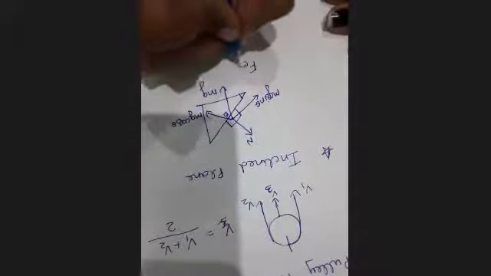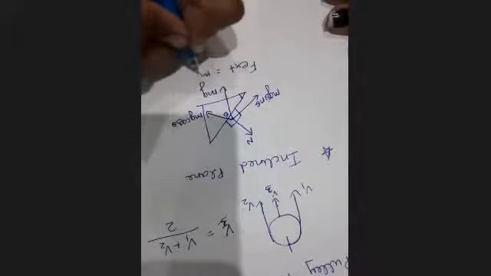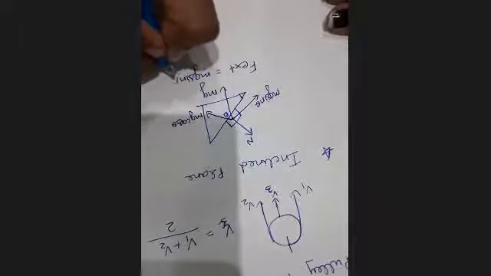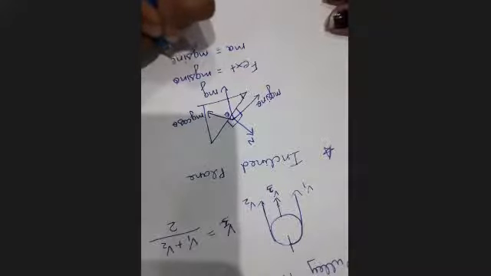And in this the formula is F external is equal to mg sin theta, then MA is equal to mg sin theta, then M and M get cancelled and A is equal to g sin theta.